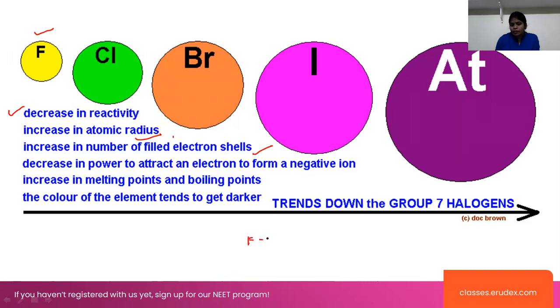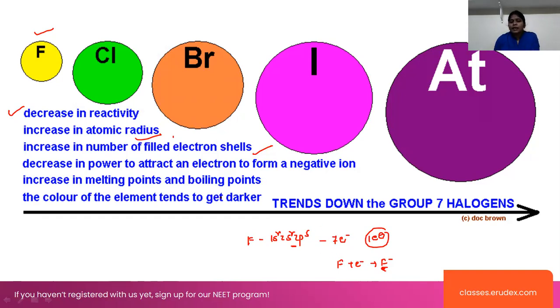In this case, fluorine is 1s2 2s2 2p5. This valence shell consists of 7 electrons, which is a shortage of only 1 electron to get the stable octet configuration. So fluorine tries to gain 1 electron so that it forms F minus, which is the stable configuration. So the electron gaining capacity decreases from top to bottom here.